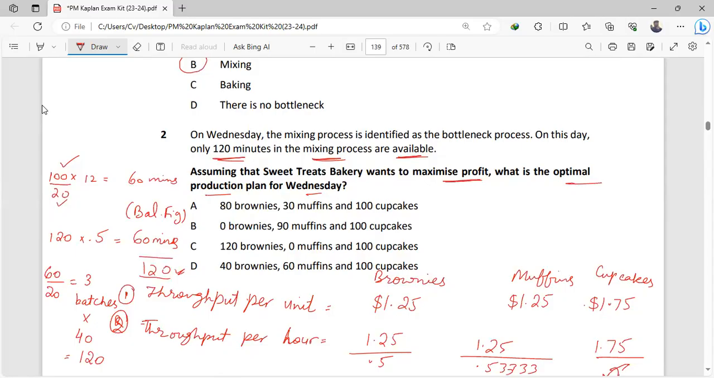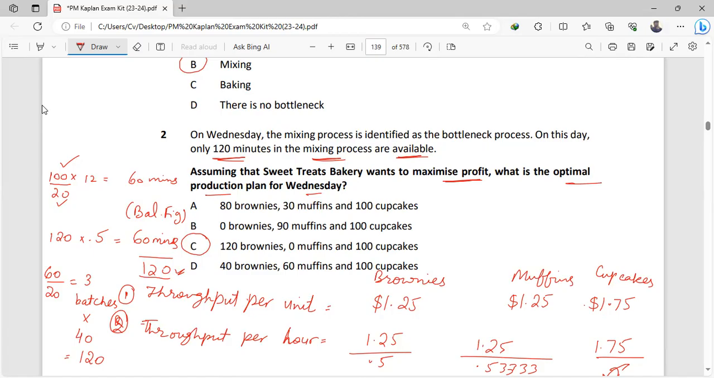But what is the maximum demand? Maximum demand is to produce 4 batches, which I cannot produce because of the limiting factor. I can produce the maximum demand of cupcakes only. For brownies, I will produce 120 brownies maximum. And now I don't have time for the muffins. So I am not able to produce muffins.